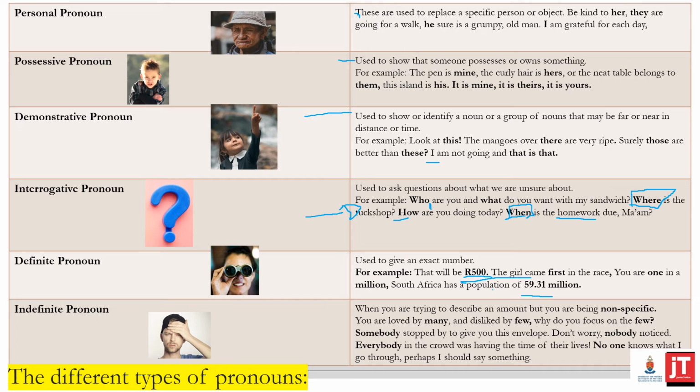But because it says South Africa has a population of this much, it's hence a definite pronoun, because it's standing on its own, physically separated by words from the noun here, but it is also kind of replacing, I suppose. Maybe think about this word as replacing "population of this many people." It's more just saying the number itself.